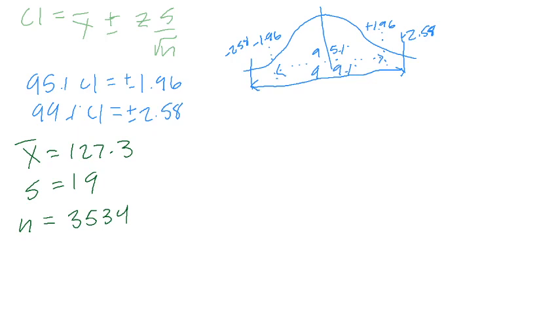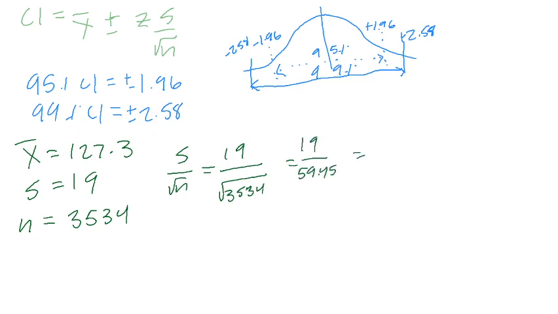All right, so now that we have this, thinking of our formula, we know what z we're going to use. So let's go ahead and get standard error. If we get this piece here, s over the square root of n gives us 19 over the square root of that big value. So we get 19 over 59.45, giving us 0.319. Remember, this is going to be the same regardless of which confidence interval we decide to calculate.